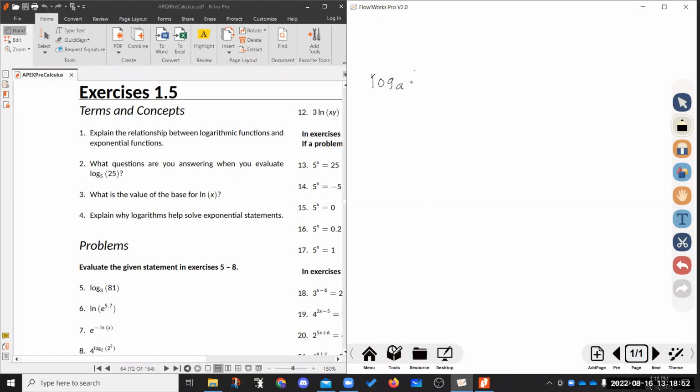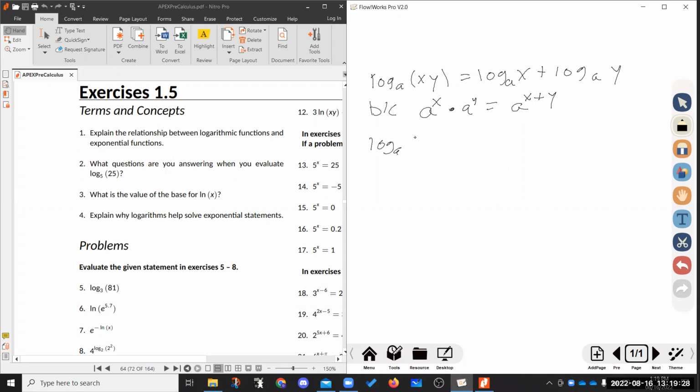Log base a of xy is equal to log base a of x plus log base a of y, because what we reviewed last time, a to the x times a to the y is equal to a to the x plus y. Logarithms have to do with exponents. So multiplication of like bases turns into addition of exponents.